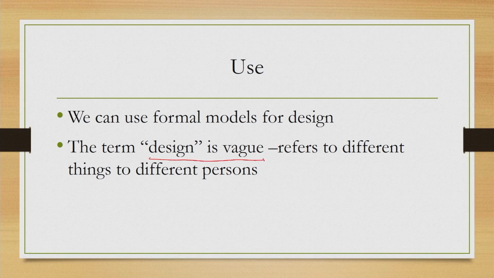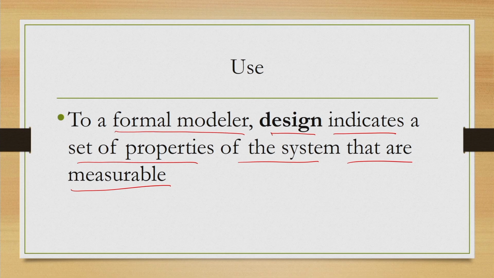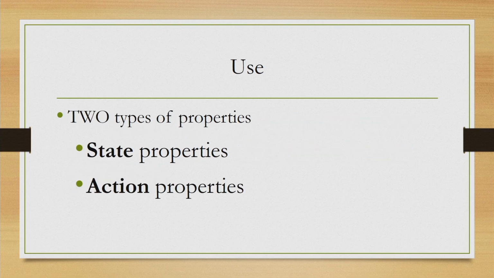Now, design is a very vague term, and earlier also we mentioned in one of the previous lectures that it refers to different things, different concepts to different persons. Now, in the context of formal system design, to a formal system modeler, the term design actually indicates a set of properties of the system that are measurable, and these properties are also indicative of the good or bad nature of the design.